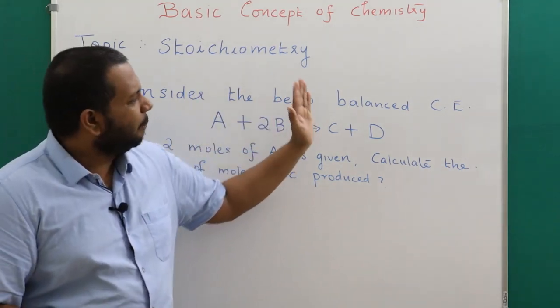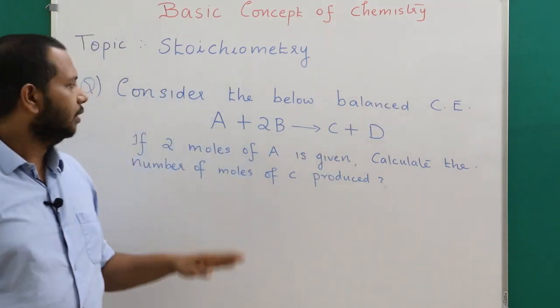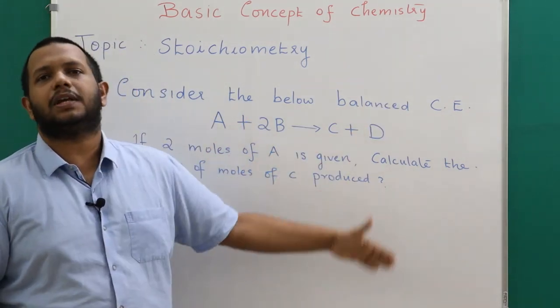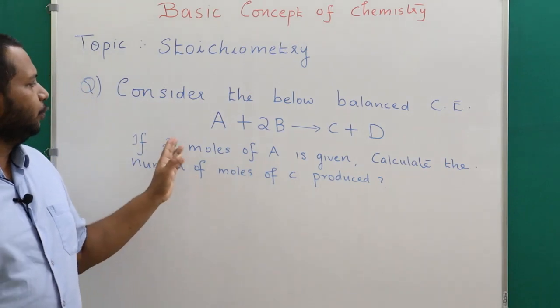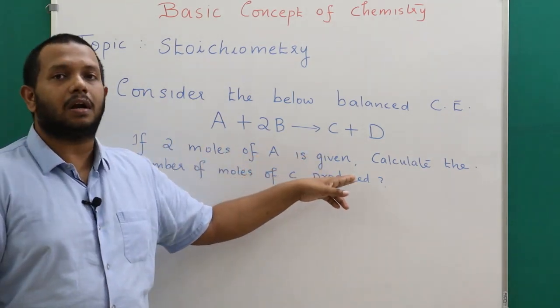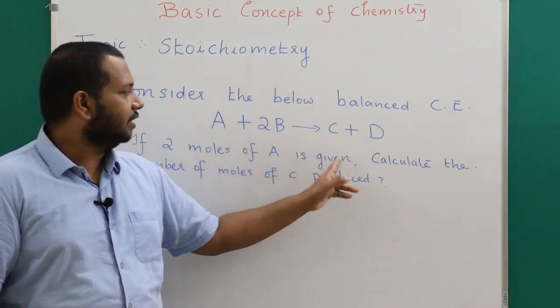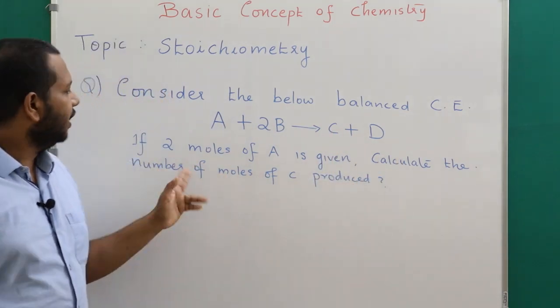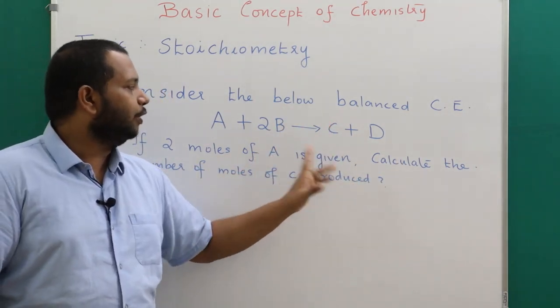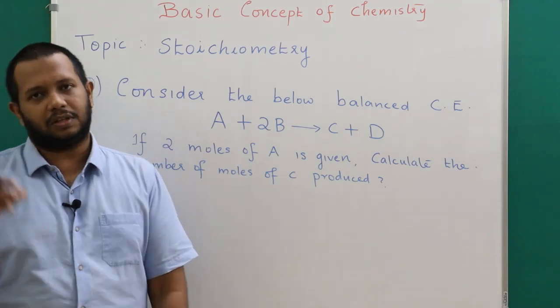Consider the below balanced chemical equation: A plus 2B giving C plus D. If 2 moles of A is given, calculate the number of moles of C produced. This is the question given.